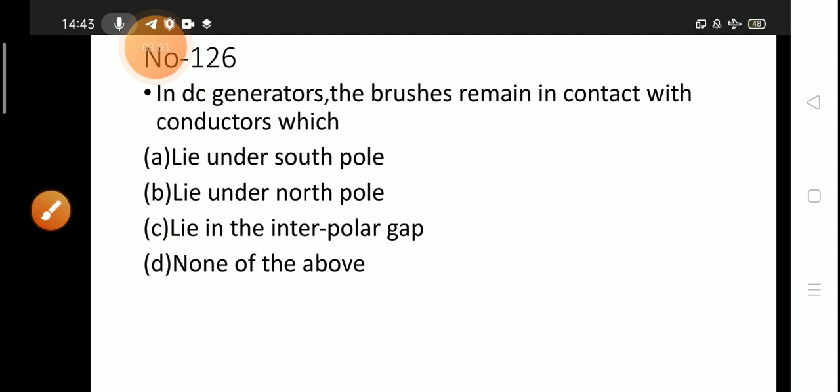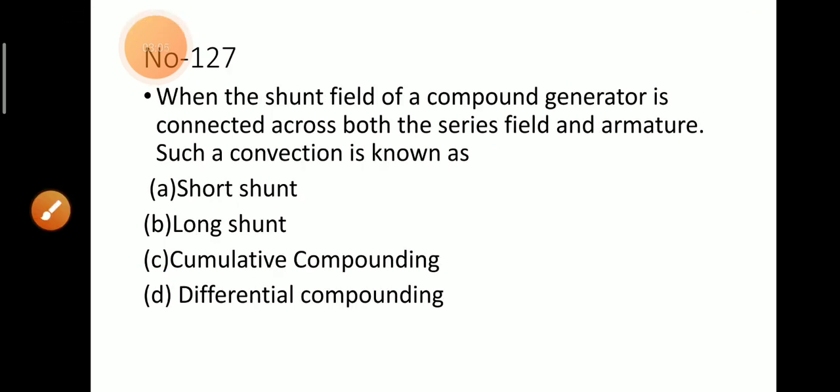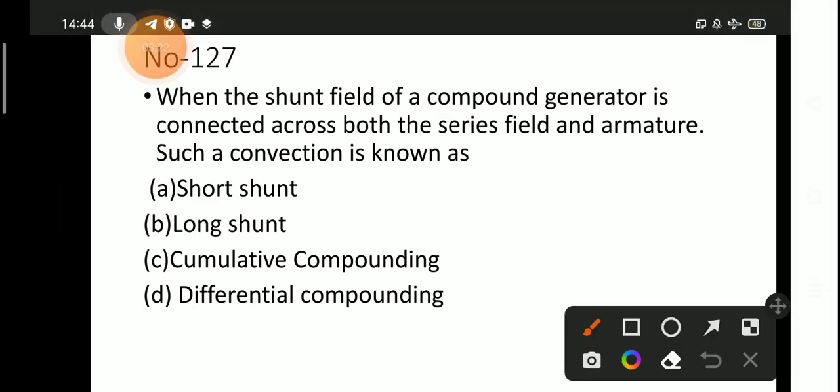Okay, next question. When the shunt field of a compound generator is connected across both the series field and armature, such a connection is known as A. short shunt, B. long shunt, C. cumulative compound, D. differential compound. And the right answer is long shunt.